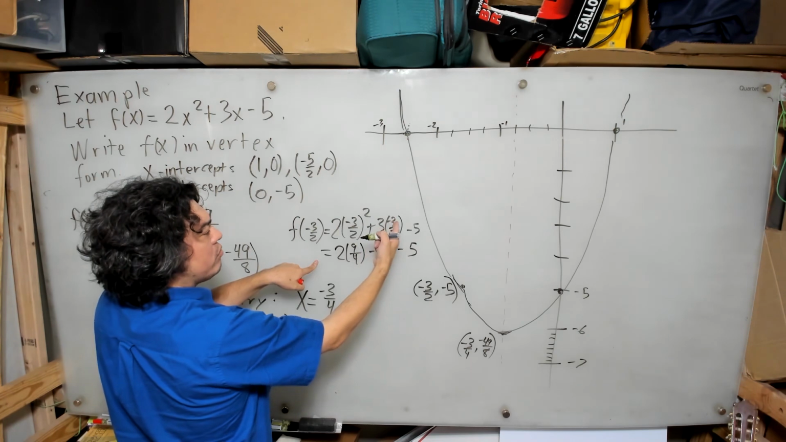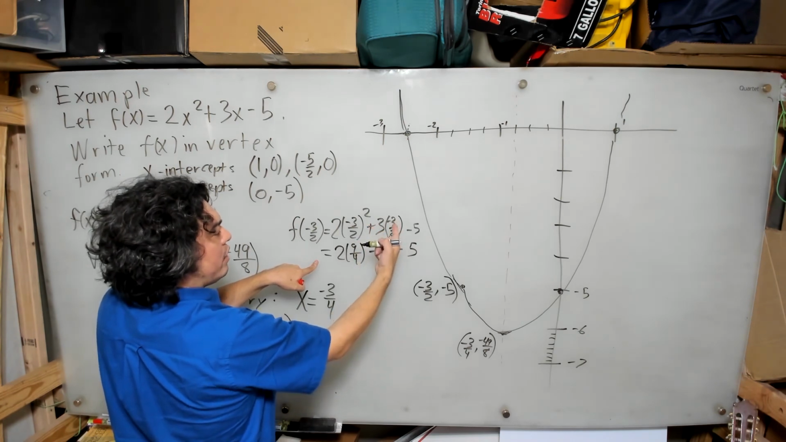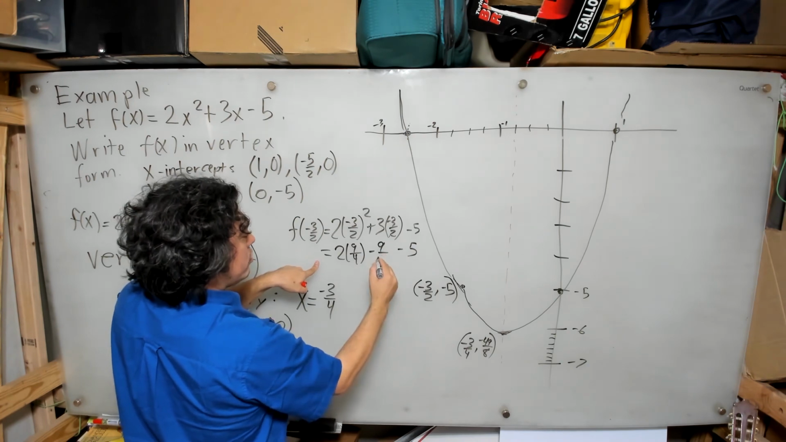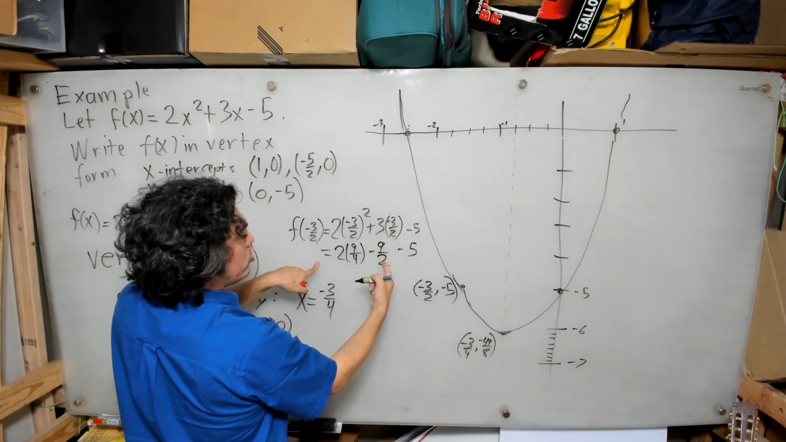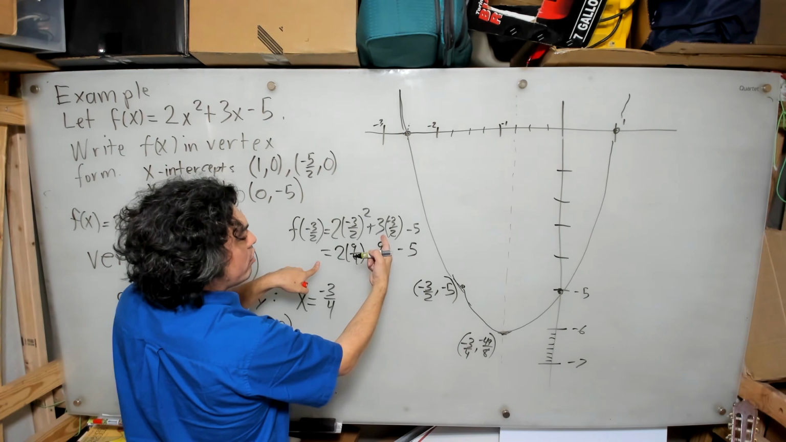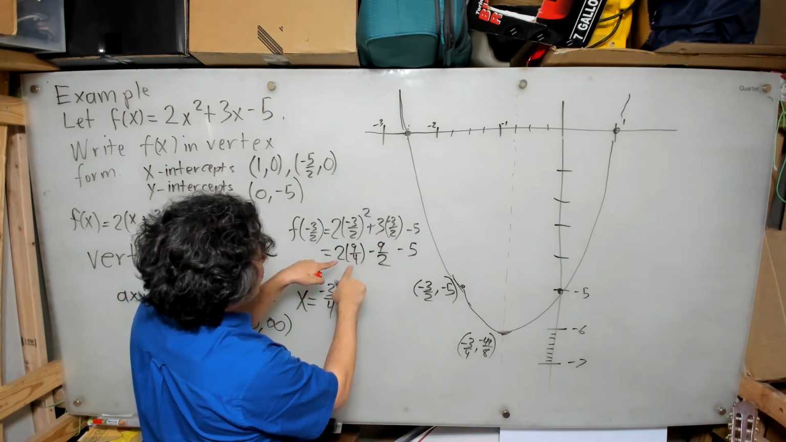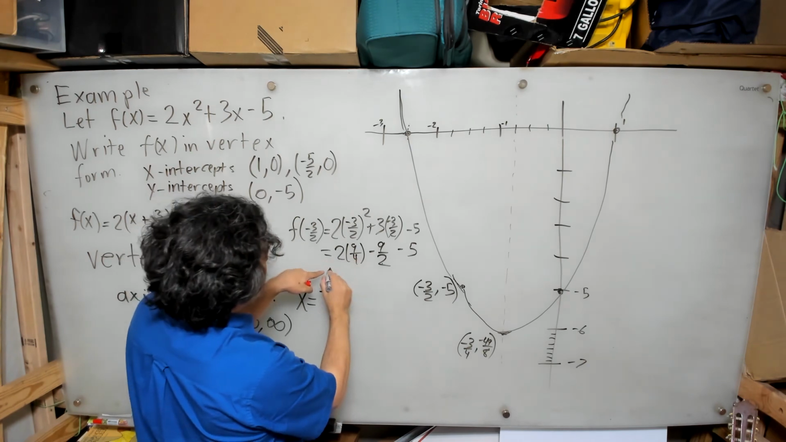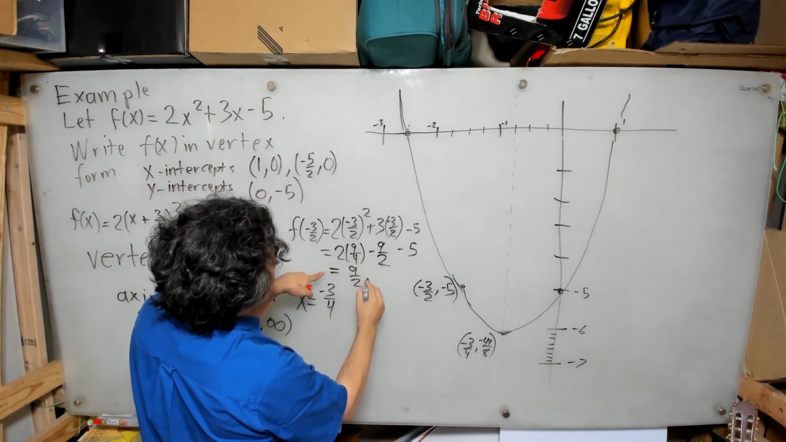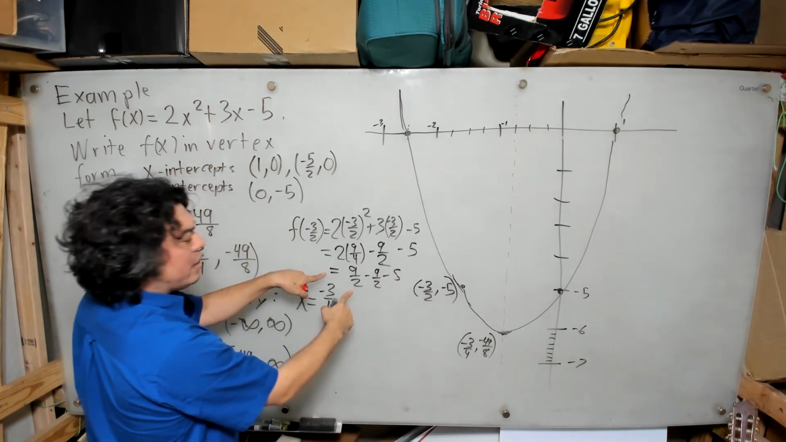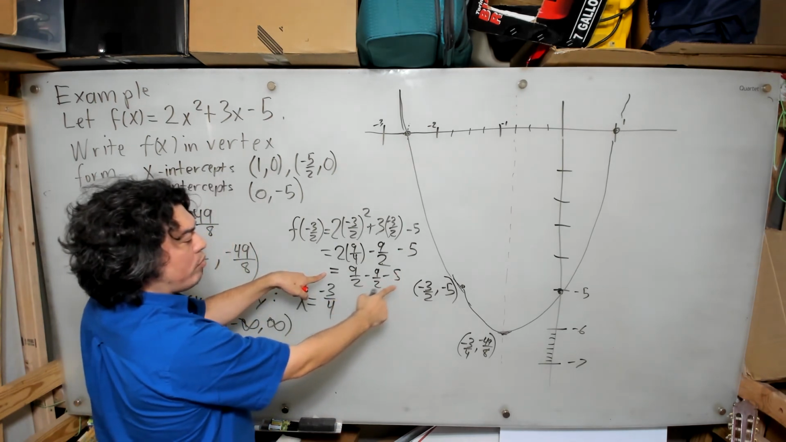Why is this minus 9/2? Because 3 times 3 is 9, but it's a positive times a negative, so it's minus, and then over 2, because the denominator of the 3 would be 1, and 1 times 2 is 2. So then this 2 times 9/4 will make this into a 9/2. 9/2 minus 9/2 minus 5. You can see 9/2 minus 9/2 is 0. 0 minus 5 is -5.